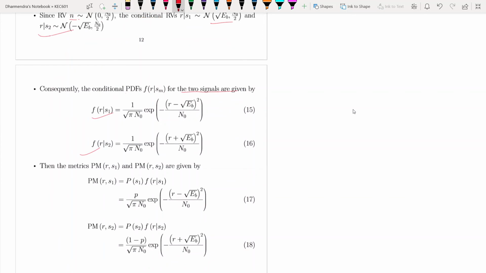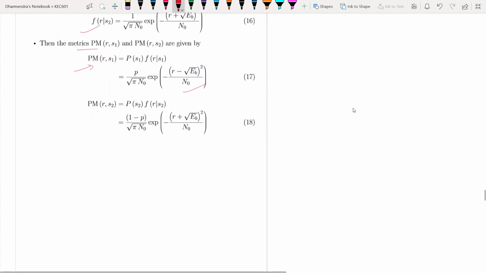Then I will calculate the a posteriori probability matrix corresponding to S1 and S2. The posteriori probability matrix corresponding to S1 is equal to the prior probability of S1 multiplied by the conditional probability of R given S1. The probability of S1 is P, so multiplying, I will get this one. Similarly, I will calculate the a posteriori probability matrix for S2 like this.